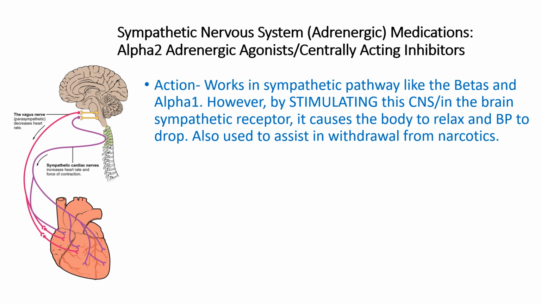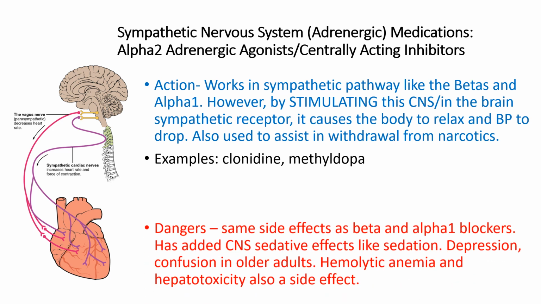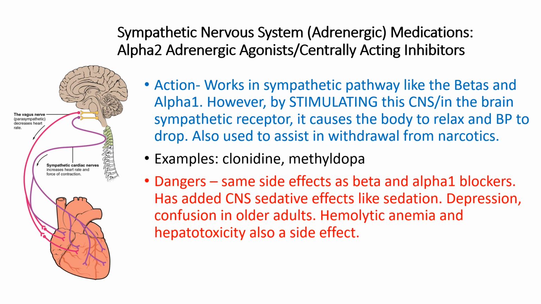These drugs you'll also see being used in people withdrawing from narcotics, heroin, opioids, because when that happens, blood pressure tends to go up, and the brain, they have some hallucinations and things like that sometimes coming off of these drugs, and it just relaxes them, relaxes their brain, relaxes their blood pressure. Examples: clonidine and methyldopa. Do not get that confused with your Parkinson's levodopa drug. Not the same thing. Dangers: same side effects as the alphas and betas.